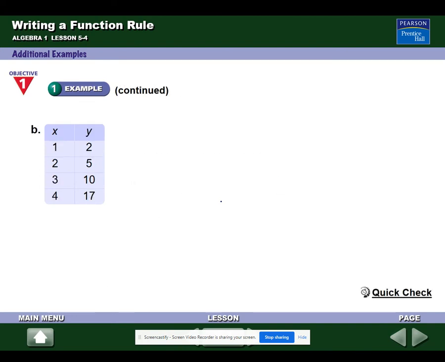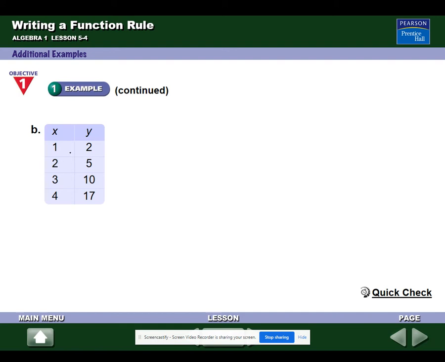All right, what about this one? This one's a little bit trickier. To get from 1 to 2, you could add 1, but 2 plus 1 is 3, not 5. So it's not addition. What about multiplication? You could multiply by 2. 2 times 1 is 2. Oh, but 2 times 2 is 4, not 5, so it's not that either.